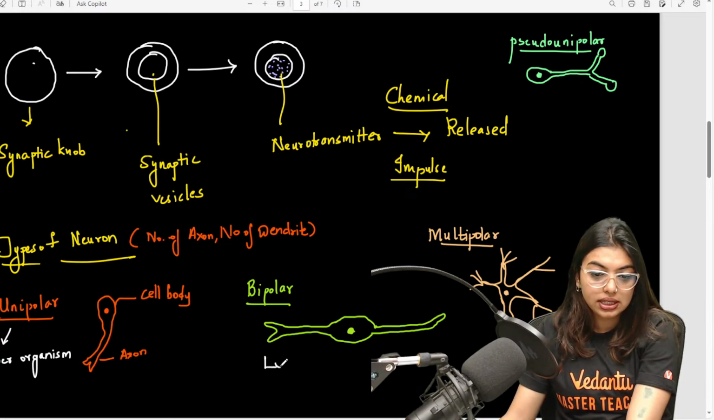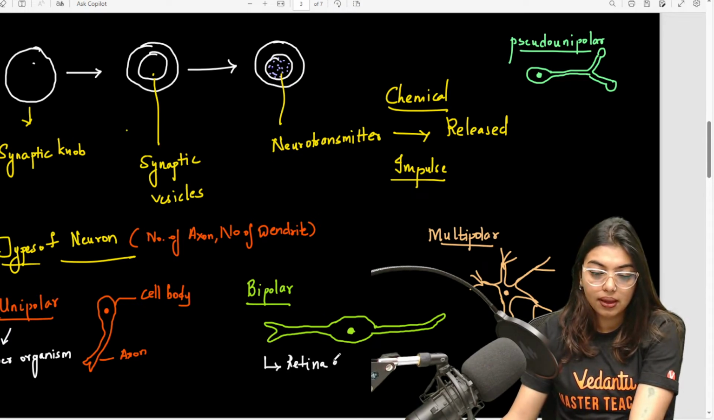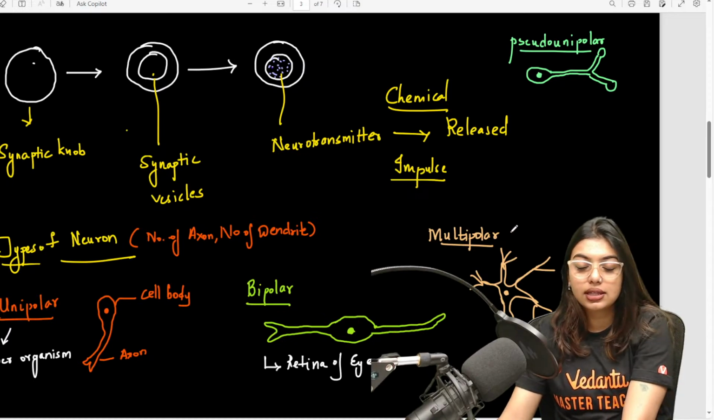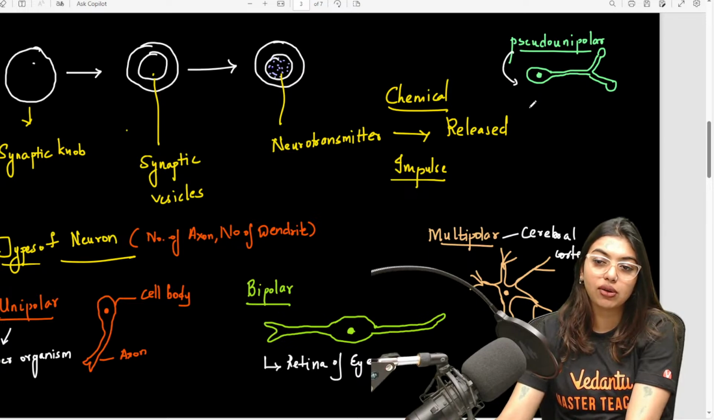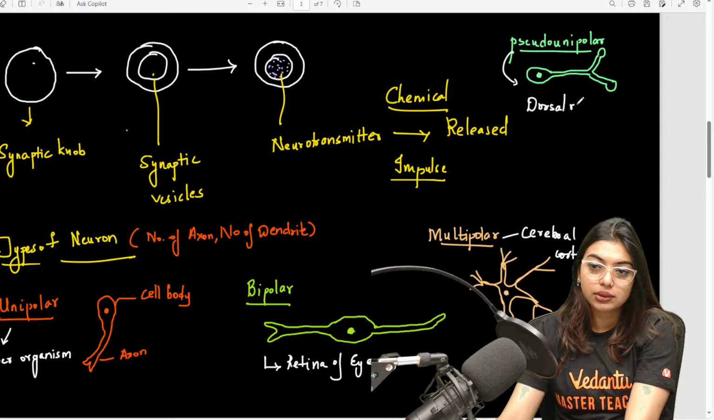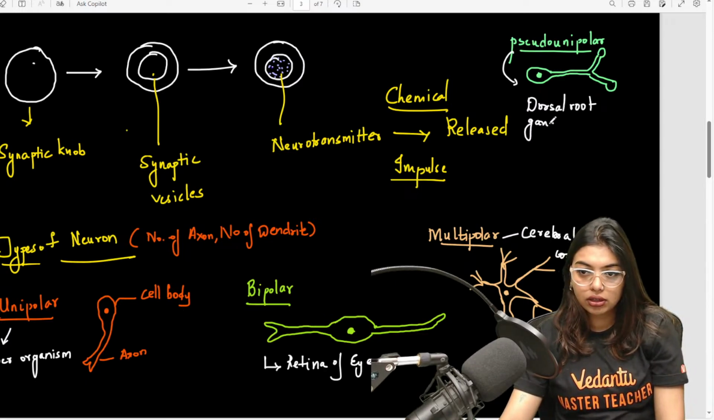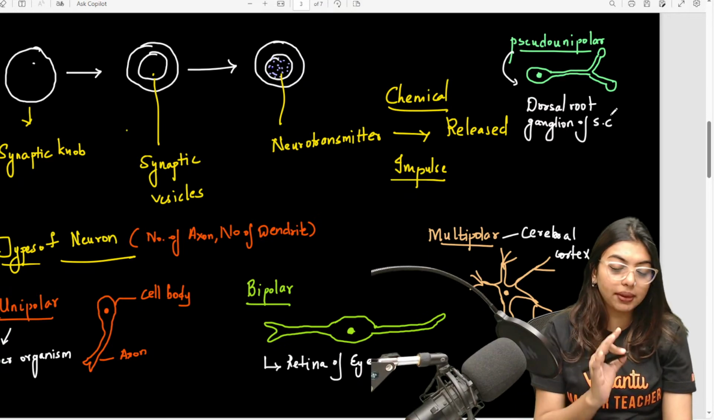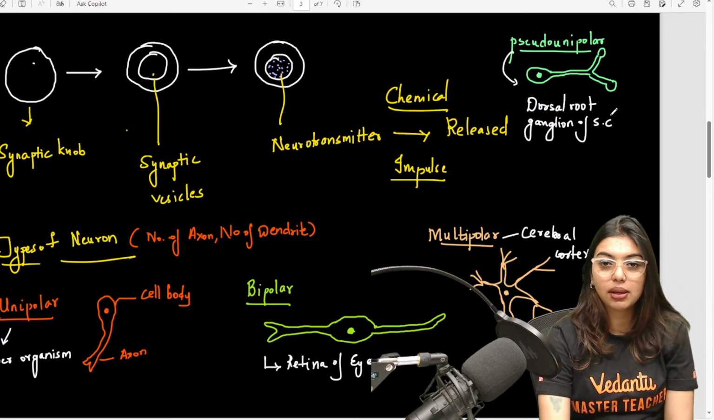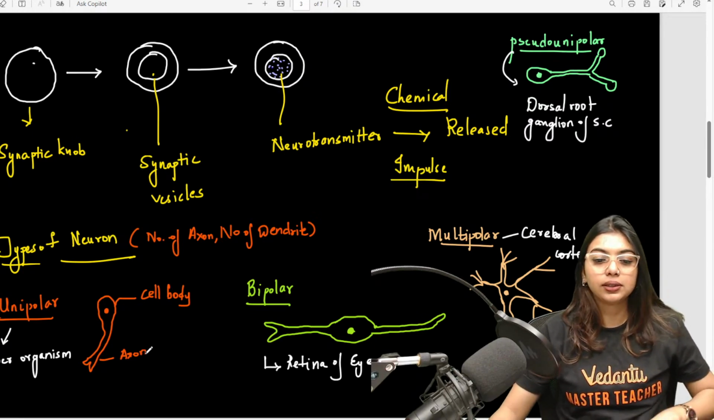Now, bipolar is seen in the retina of our eyes. Multipolar is seen in the cerebral cortex. And pseudo unipolar is usually found in the dorsal root ganglion of the spinal cord. Understood? You should remember the location. If you do not remember the location, it's going to be actually difficult for you to learn it.